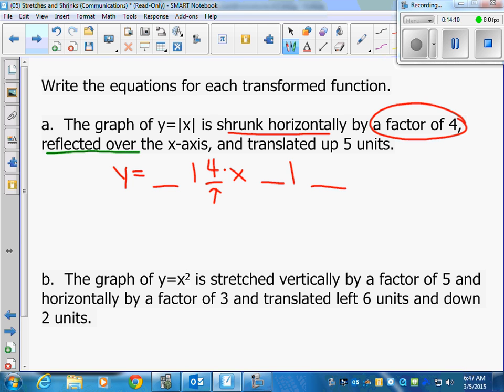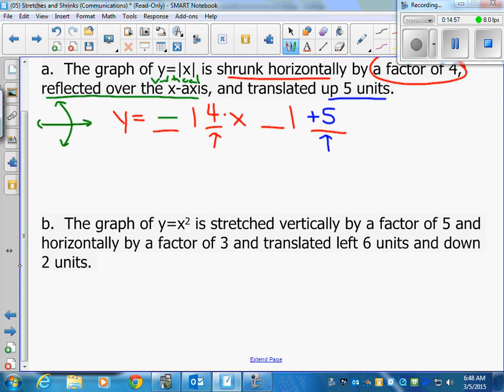The next piece we have, reflection over the x-axis. Okay, you want to be careful and think about the axis there. If we're going over the x, that is a vertical reflection. Okay, if it's vertical, it's an outside value. The outside negative multiplier is what flips the graph. And then the last piece that we have here, translated up 5. Okay, up, down is vertical. Verticals are on the outside. Okay, so we know that that's going to go in this position. And we're going to have a plus 5 in that spot.